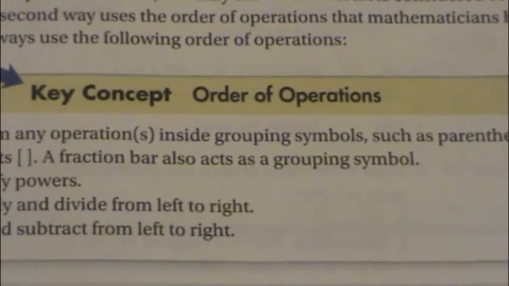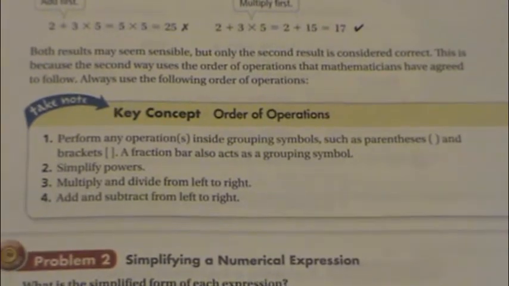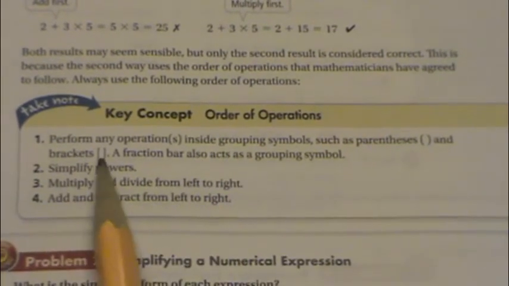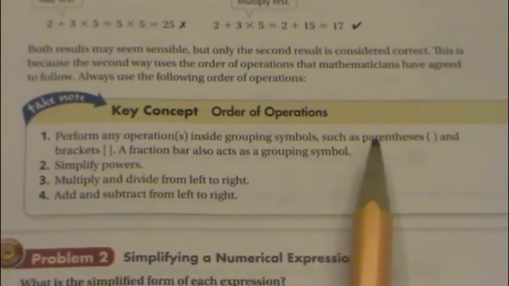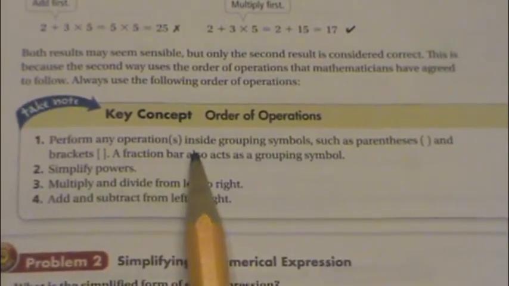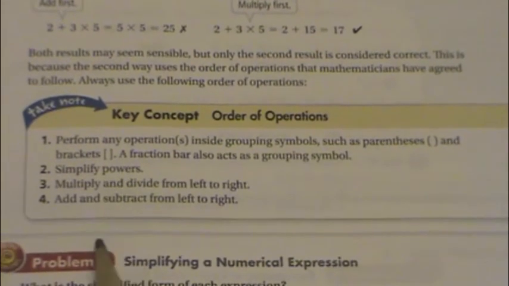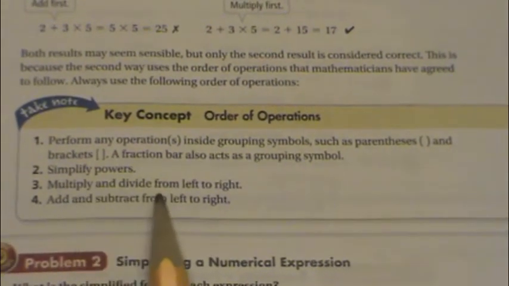First step. So, start with parentheses or brackets. Do anything inside those first. Second, simplify powers. We just talked about what powers were on the other page. Third, multiply and divide from left to right.